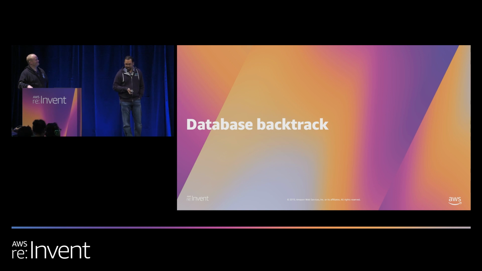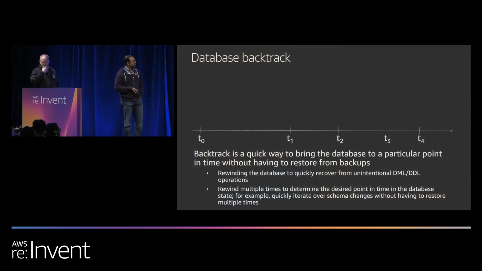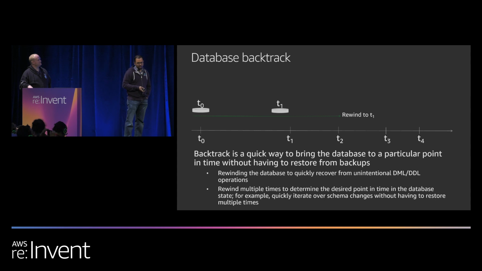So let's talk about backtrack. In case of backtrack, the key idea is how do we quickly recover from unintentional problems, or you want to experiment with the schema, for example. So in this case, the timeline is going left to right, and the database state is shown here. So the database went till time t2, and at that time, say, you dropped a table, you dropped a bunch of rows by mistake, something bad happened, and you want to rewind the database to time t1.